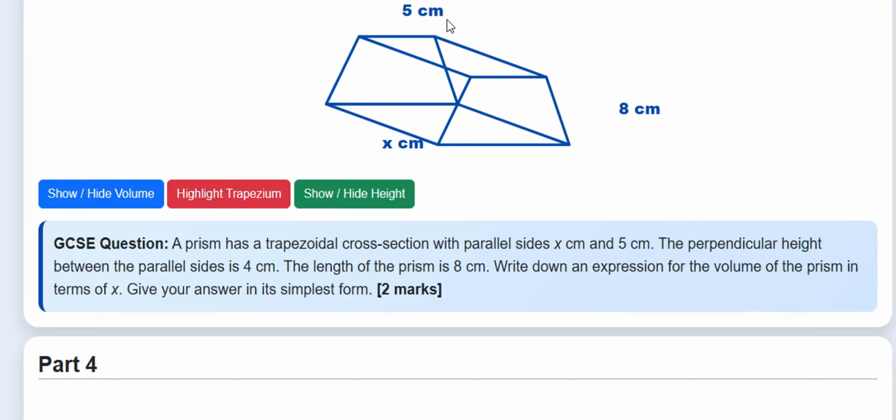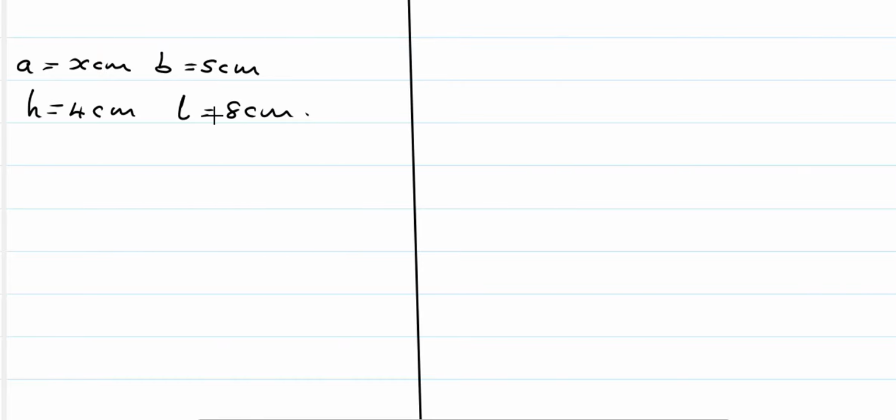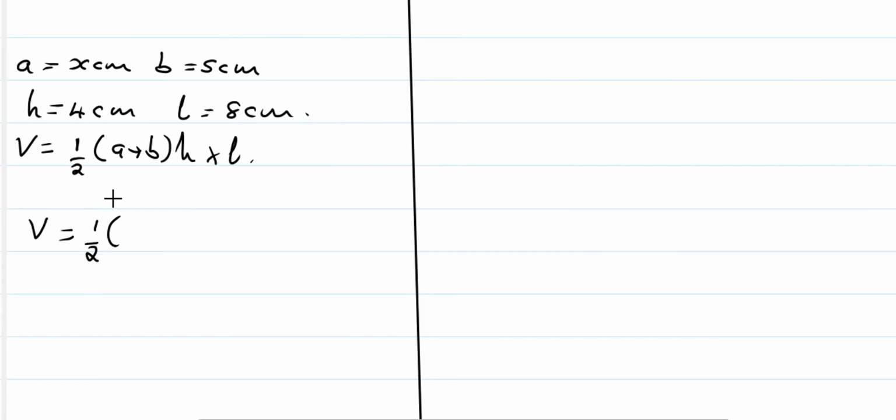So to do so we have all these values we are given here, and we already know volume V of that trapezoidal prism is given by half into A plus B, multiplied by the height of that trapezium, then multiplied by the length of the prism. So now V is equal to half into, but we already know A is x, so we put x plus B, but we know B is 5. So multiplied by h, which is 4, then again multiplied by length, which is 8.